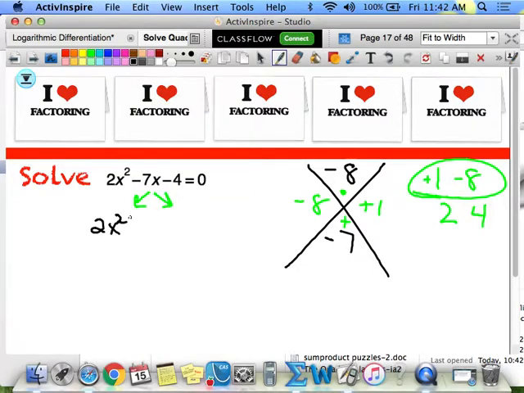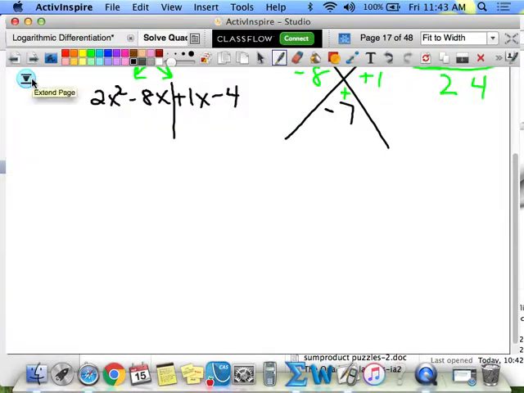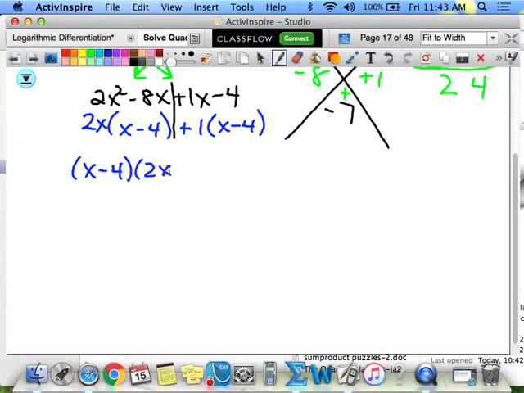So 2x squared, replace this middle piece. Negative 8x, positive 1x, minus 4. You could just put plain old x if you wanted to. That's fine. And use grouping. See how that goes. Alright, on the left, greatest common factor, 2x. That's going to leave me with x minus 4. Bring down the plus. I've got to factor something out. What am I going to pull out there? 1. That's going to stay x minus 4. So it factors x minus 4, 2x plus 1.